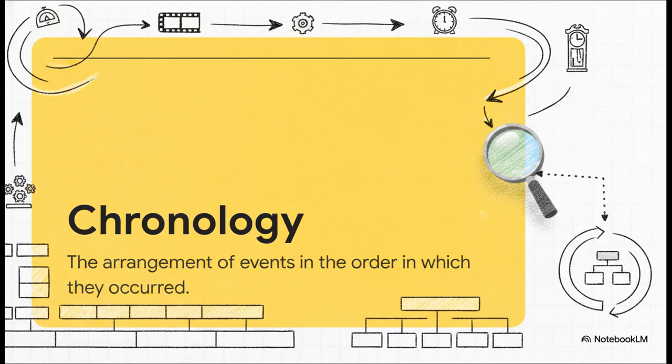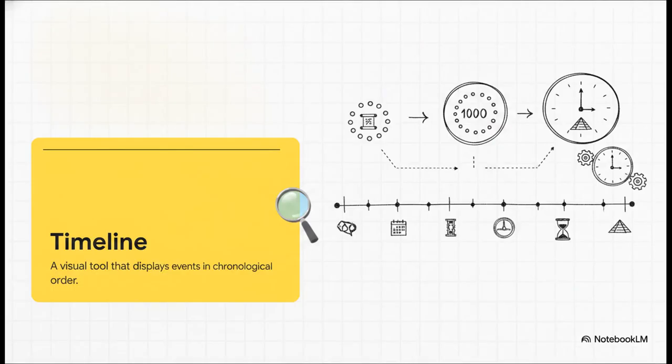All right, so here's the thing. We absolutely have to put things in order to make sense of them. This is a concept called chronology, which is just the arrangement of events in the exact order in which they occurred. If you don't do this, history just becomes a totally confusing, chaotic jumble. Chronology is the absolute backbone of studying the past. And to visualize that chronology, we use timelines. A timeline is just a visual tool that displays events in chronological order.